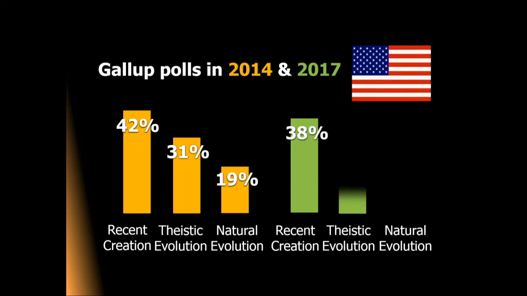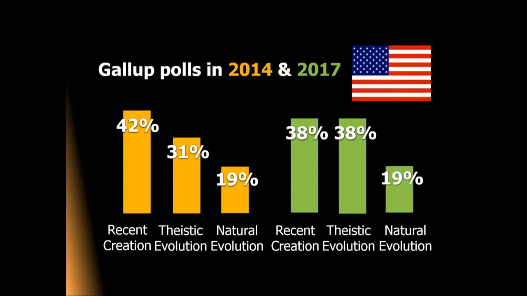2017, there was a little drop in creation, but a rise in theistic evolution and natural evolution still at 19%. The 19% is heavily influenced by young people today, because young people think it's cool and intellectually responsible to be atheist. Why? Because they look at the world and they say religion is fundamental to a lot of the wars going on. Would you not say there's some truth to that? And so a lot of them just go that way, which is sad.